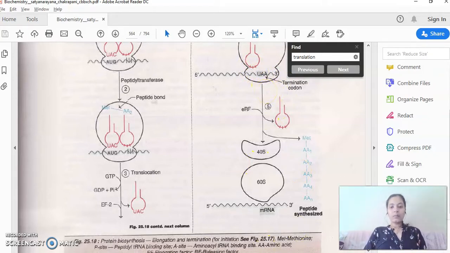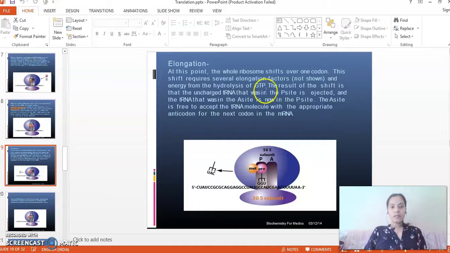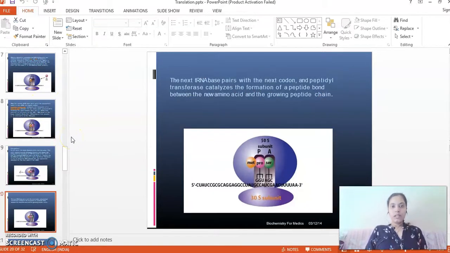We'll have a look at the PPT also. In elongation, the ribosome shifts over one codon. Several elongation factors are required and hydrolysis of GTP, which gives us energy. The result is a shift of the uncharged tRNA from the P site, and the tRNA is on the A site, so there is a peptide bond formation. Next the tRNA base pairs with the next codon and the peptide chain grows.